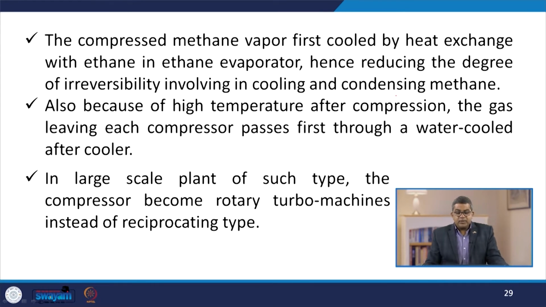The compressed methane vapor is first cooled by the heat exchanger with ethane in the ethane evaporator, hence reducing the degree of irreversibility involved in cooling and condensing methane. Also, because of the high temperature after compression, the gas leaving such a compressor passes first through a water cooled aftercooler. In large scale plants of such type, the compressors become rotary turbo machines instead of the reciprocating type.